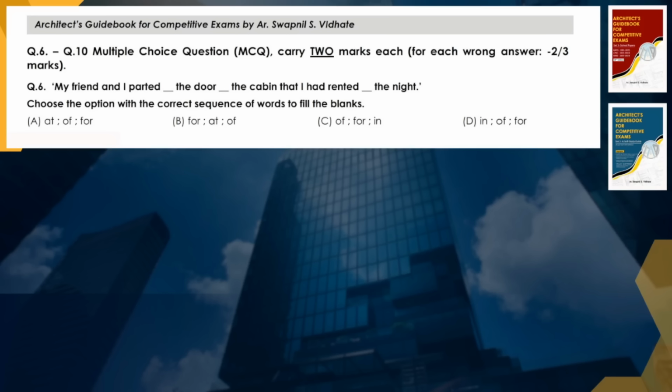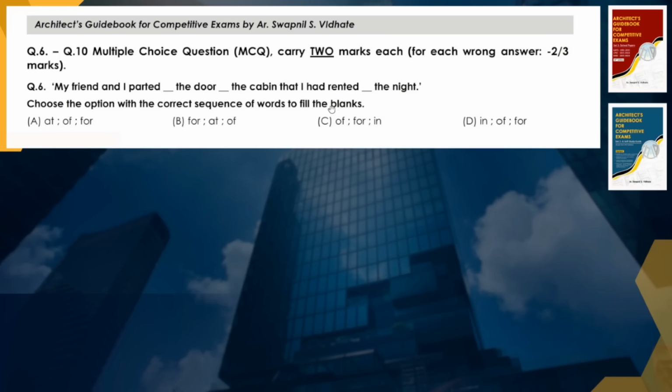Now we'll just look at the second portion of the sentence, this fill in the blanks. What can be the fill in the blanks from the given options? Now the door, there should definitely be "of the cabin", the door of the cabin, right? So option B says "door at the cabin", so this option B is definitely the incorrect one.